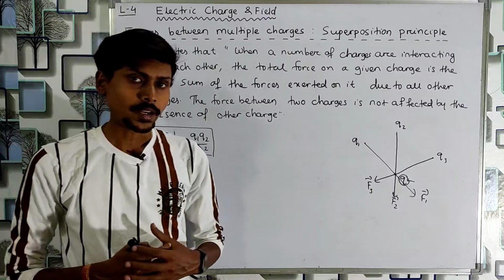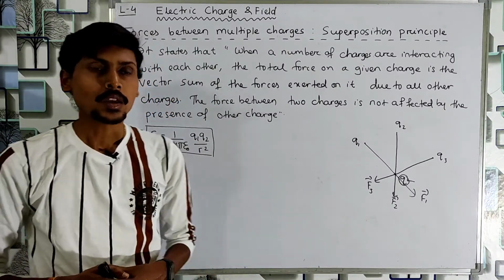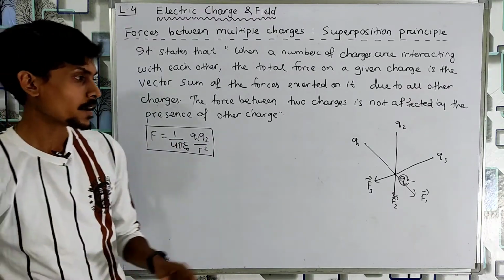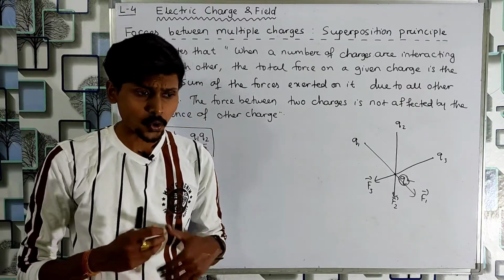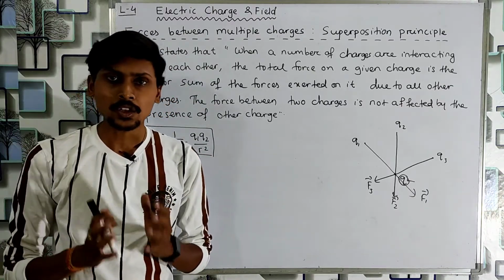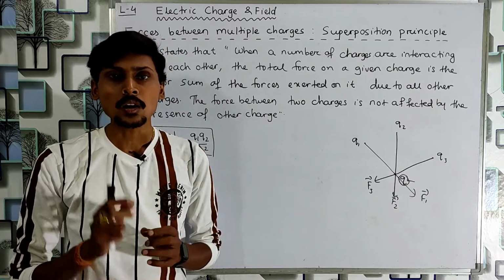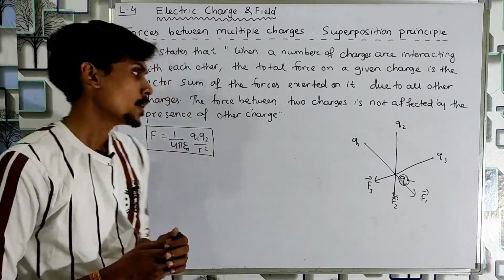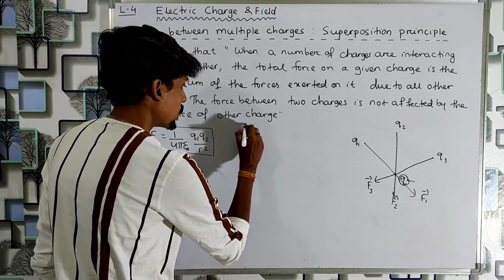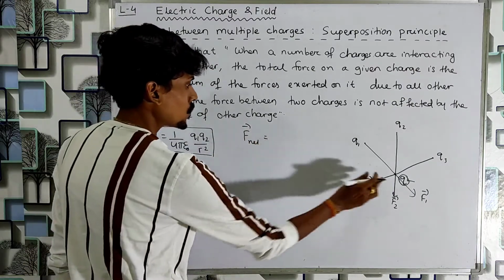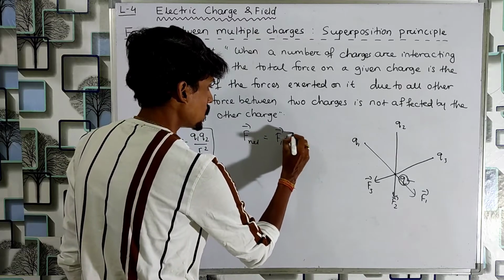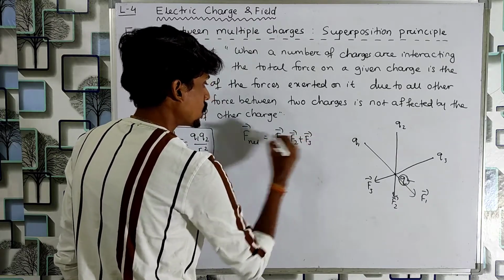It means there are 3 forces acting on the charge Q. So how to calculate the total force on charge Q? You have to take the vector sum of the 3 forces, because we know that force is a vector quantity. Whenever there are multiple forces acting on a body, to calculate the resultant force or the total force, we have to add all the forces vectorially. So I can say that the resultant force or F net, the net force on the charge Q, is equal to the vector sum of the forces due to all other charges.